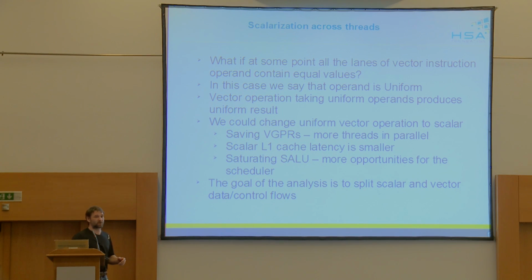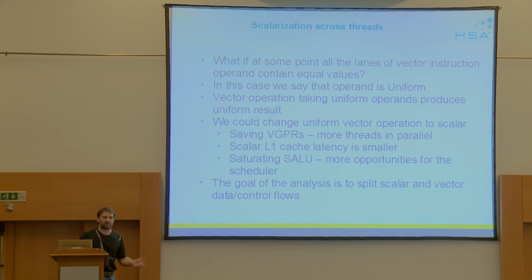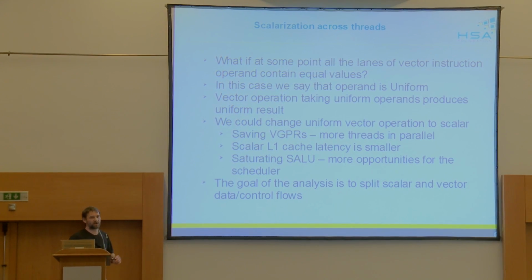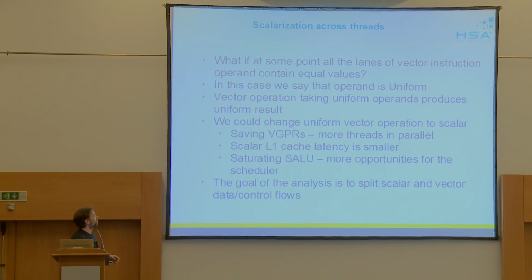The idea is to analyze the IR, find all uniform operations, and change vector operations to scalar if the operation is uniform. We are saving VGPRs. One more benefit is the scalar cache, which, for example in AMD hardware, is 6 times faster than vector. And one more is the opportunity for the instruction scheduler to saturate the scalar unit, and maybe achieve a more effective schedule.